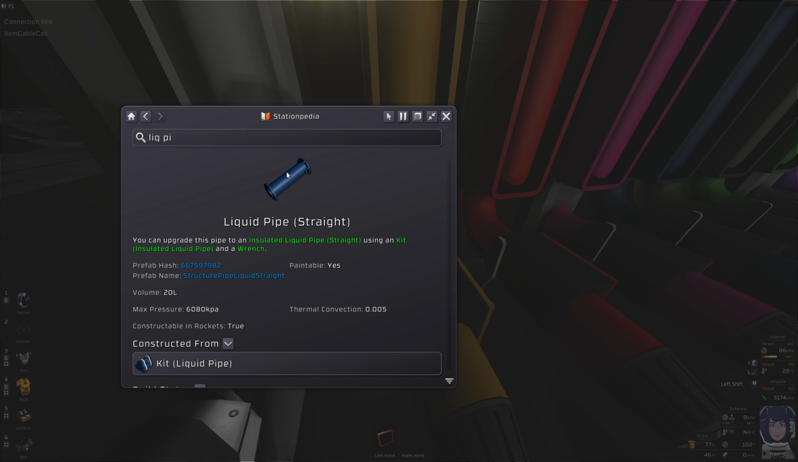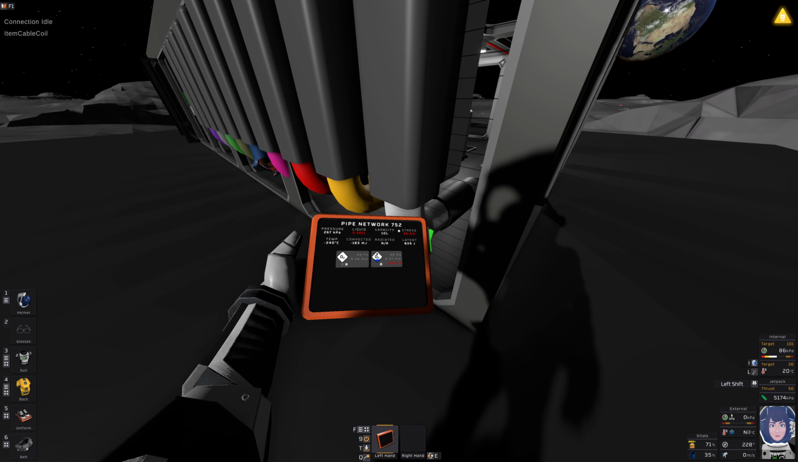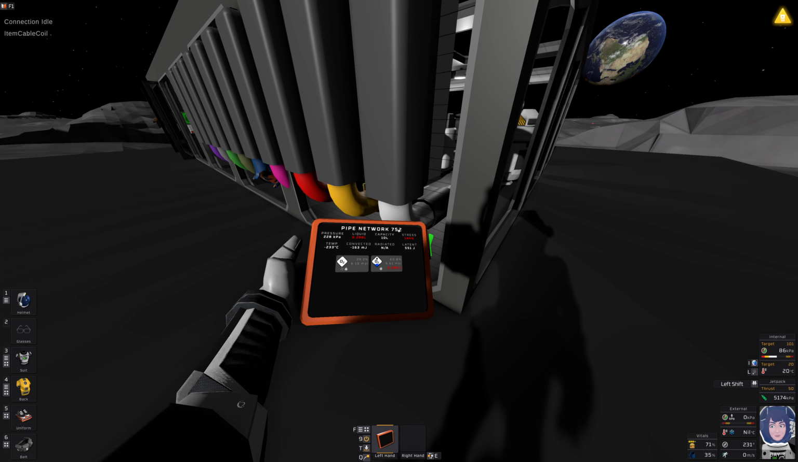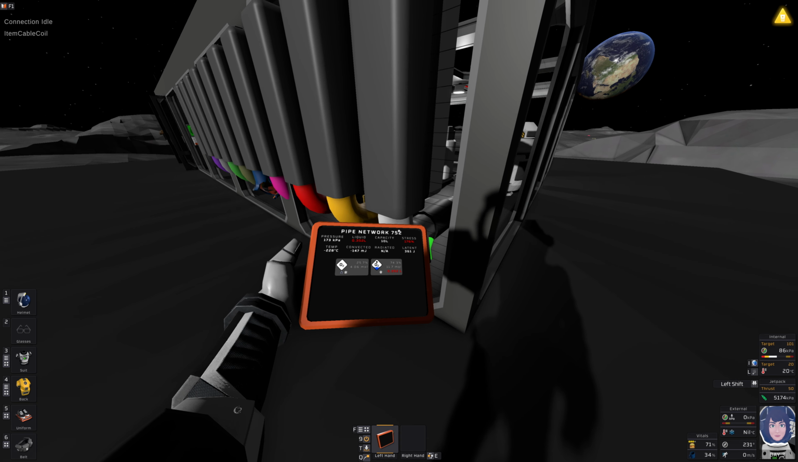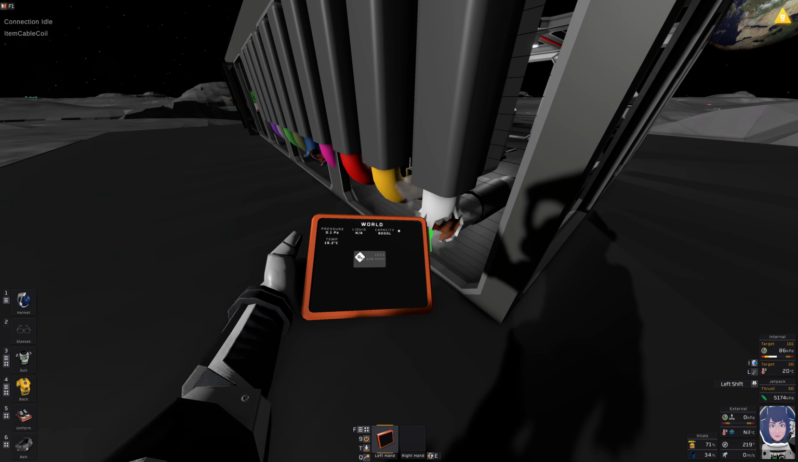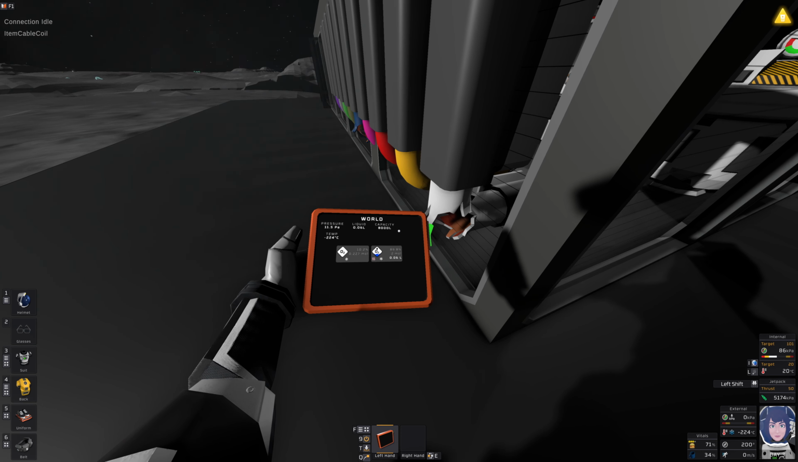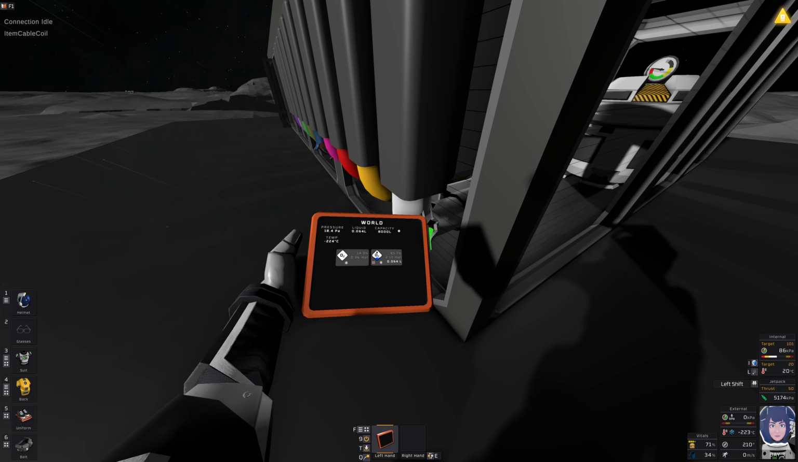Here we can see liquid pipes. They can only hold 6 megapascals, so 60 times the Earth sea level pressure. But you can put water in them, liquids, pollutant, gas, it doesn't matter, they take anything. As long as it's not frozen. Frozen's bad. Yep, pipe's gone. Same for liquid pipes, no frozen stuff please.